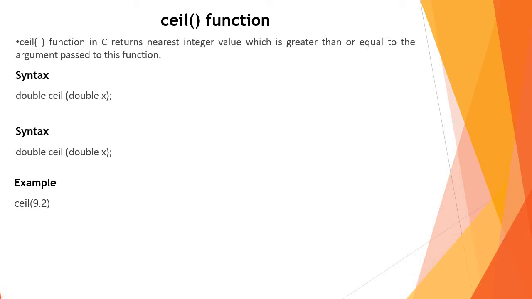Example, ceil of 9.2. So what will be the answer? The answer will be 10, because it is returning the value greater than the argument we are passing. The argument we are passing is 9.2, so automatically the greater number is 10.